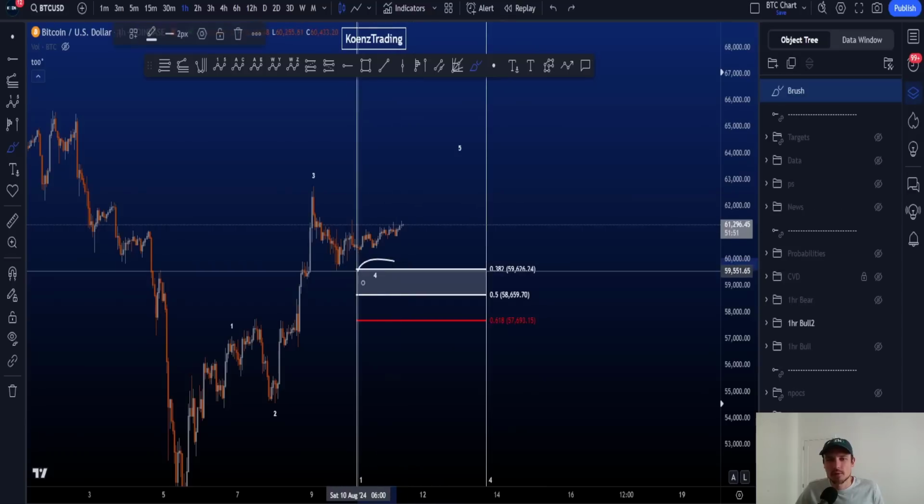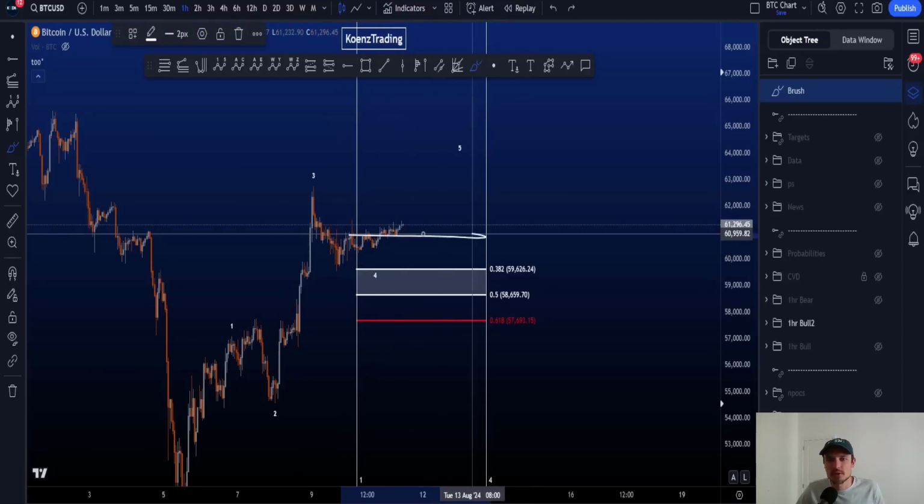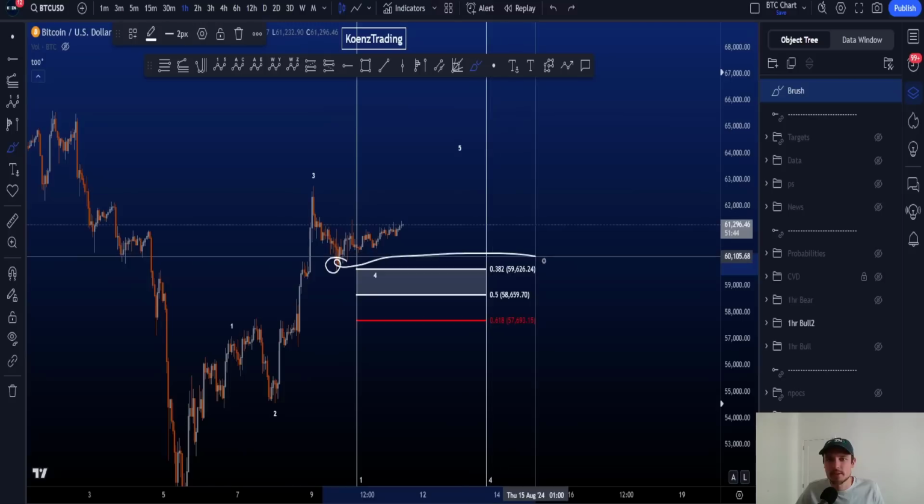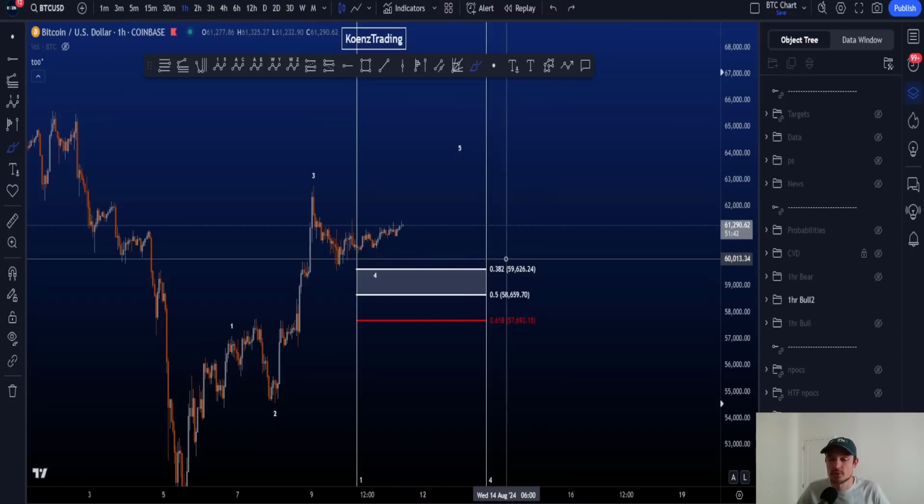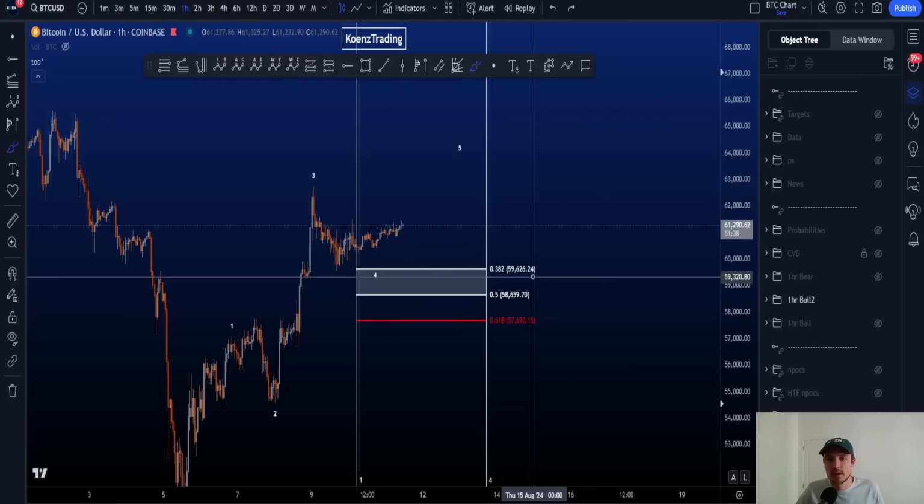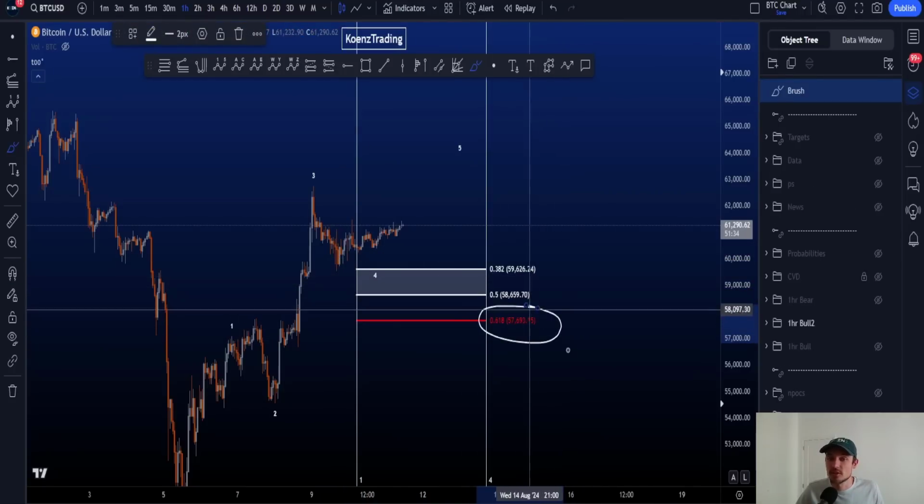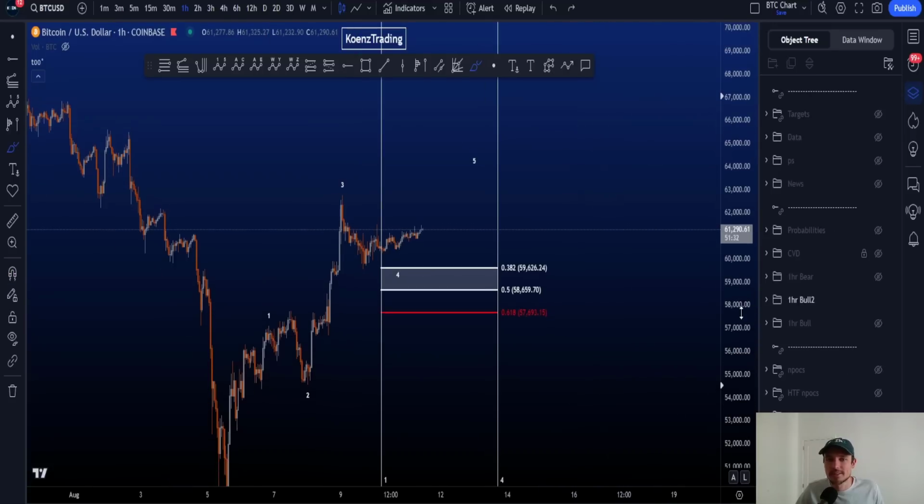The common target for your wave 4 is between the 0.236 and the 0.5. Now, because the 0.382 has already been touched over here, I removed the 0.236 from my chart, leaving the 0.382 and the 0.5, 59.6K to 58.6K, with the invalidation being 57.6K for this particular scenario.